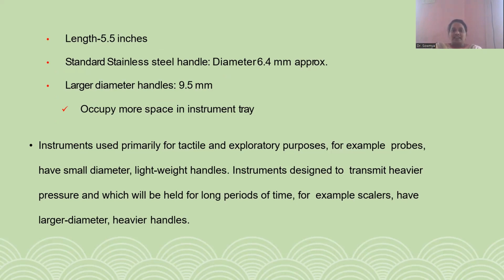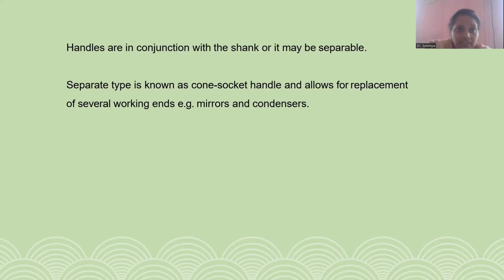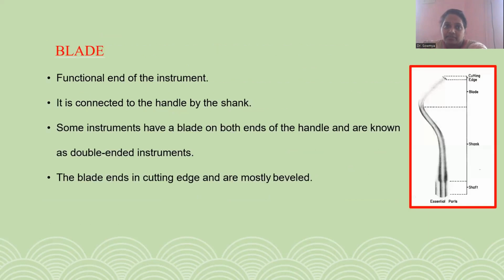Instruments used primarily for tactile and exploring purposes, for example probes, have smaller diameter, lightweight handles. Instruments designed to transmit heavier pressure and which will be held for long periods of time, for example scalers, have larger diameter, heavier handles. Next, handles may be in conjunction with the shank, or they may be separable. The separate type is known as the cone socket handle and allows for the replacement of several working ends, for example mirrors and condensers.